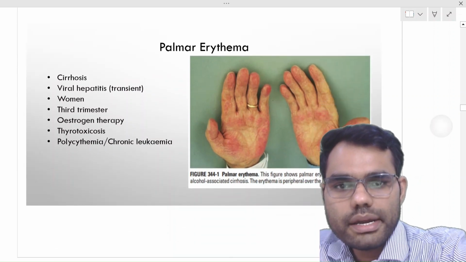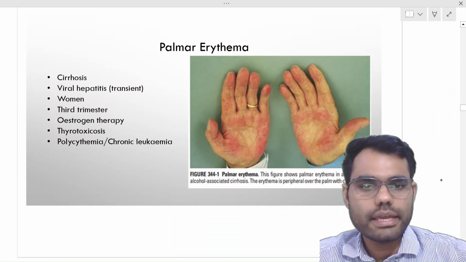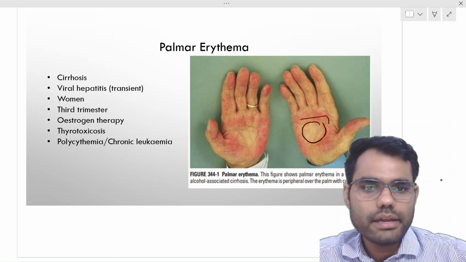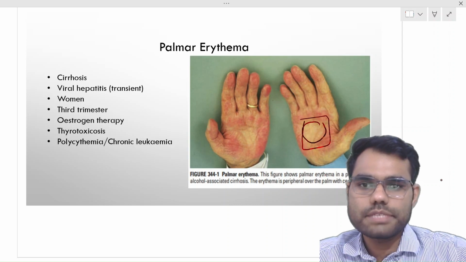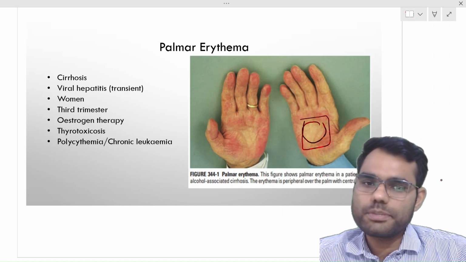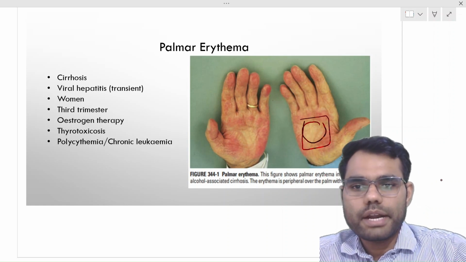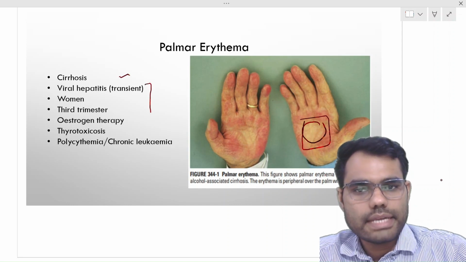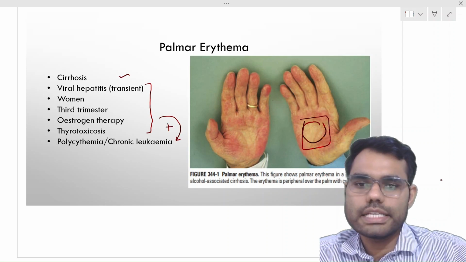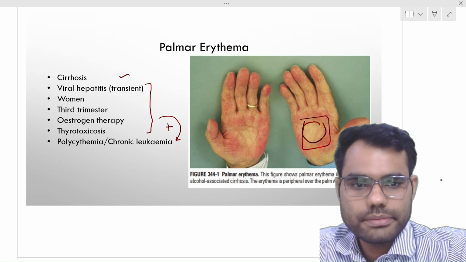Now coming to Palmer erythema. So this is a picture from Harrison. So Palmer erythema in occasion in patients of cirrhosis has a central pallor and surrounded by redness of the palms, right? So this is very classical of Palmer erythema in cirrhosis. Again, the proposed mechanism is a hyperestrogenic state, right? And the other causes apart from cirrhosis could be the same as that of spider nevi plus polycythemia and chronic leukemia as well, right? So all of these conditions can present with Palmer erythema.